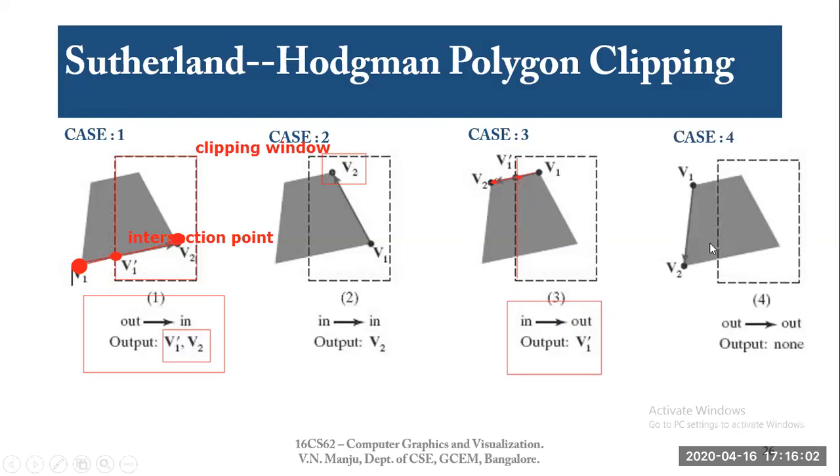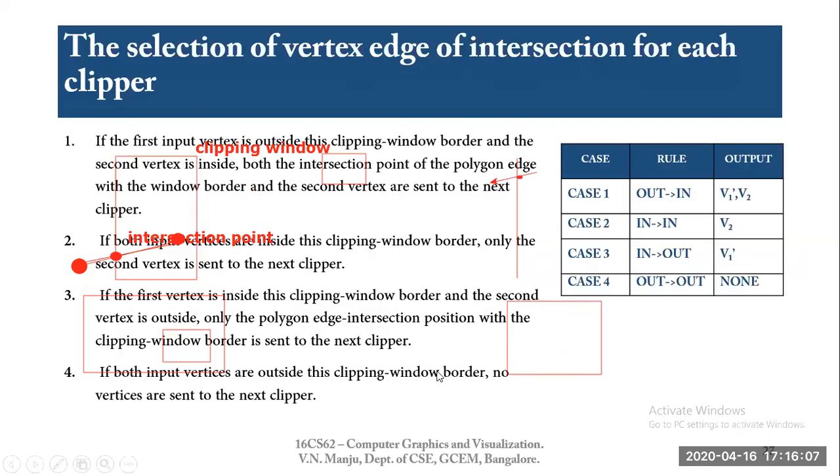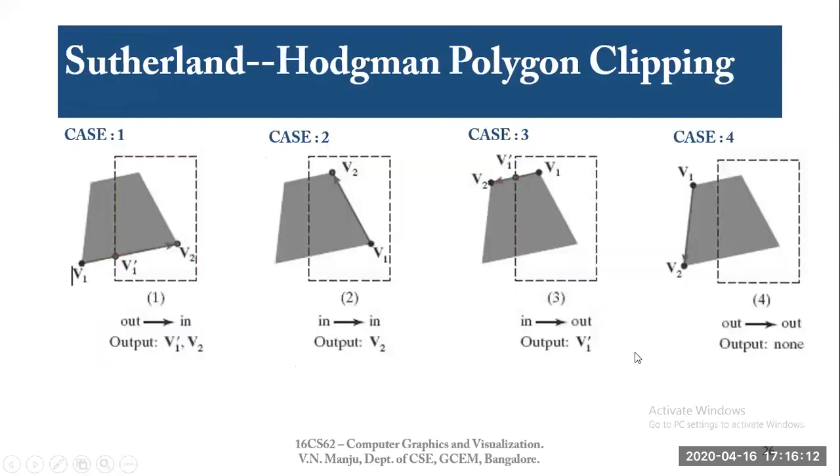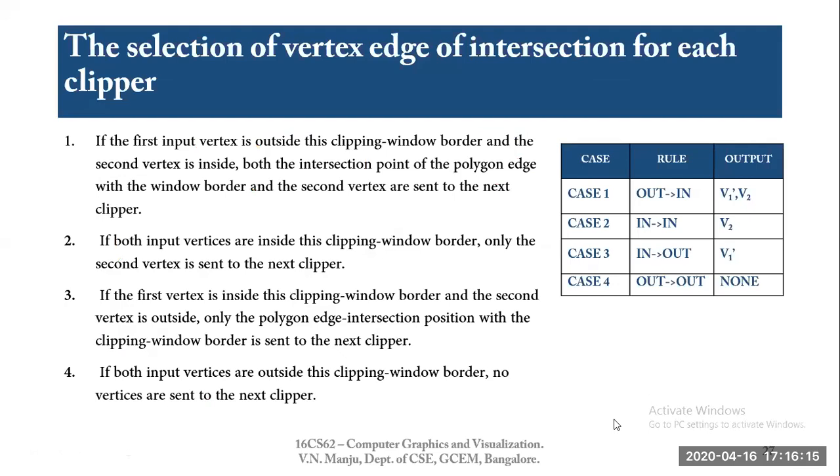So these are the 4 cases that you have to write. To remember, I have just made a table. Whatever we have learned in the previous slide, I've just put it in the form of a table, 4 cases. So out to in, V1 dash V2 and so on. You have to learn this. For writing for the exam, you have to write it in words. So these are the 4 cases. I have given it in the PPT like this, so you can just go through this to write for the exam. Now we'll go to the next slide.